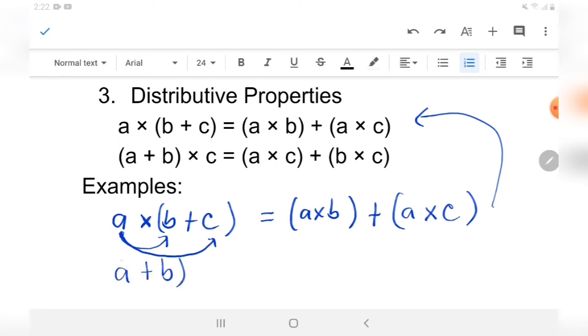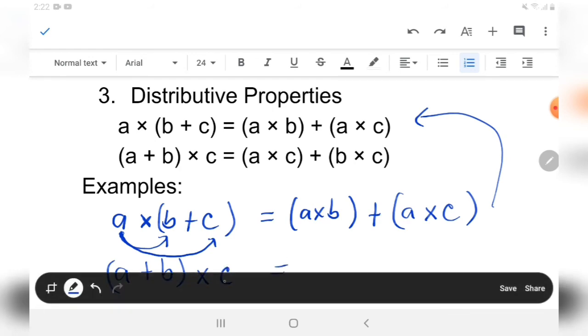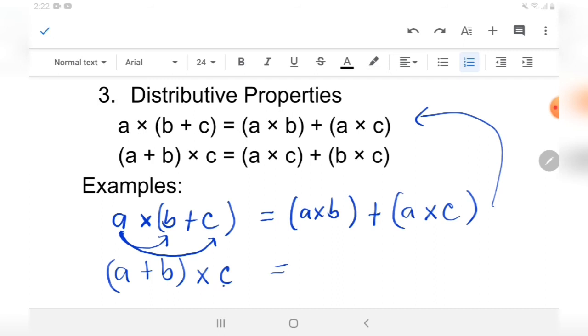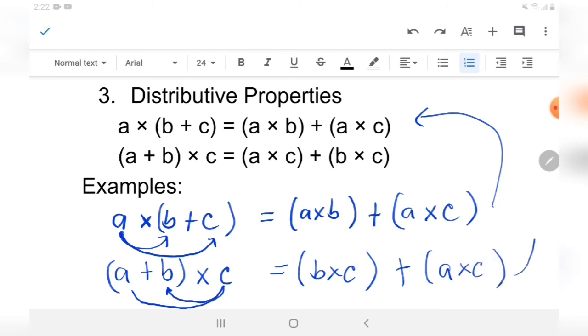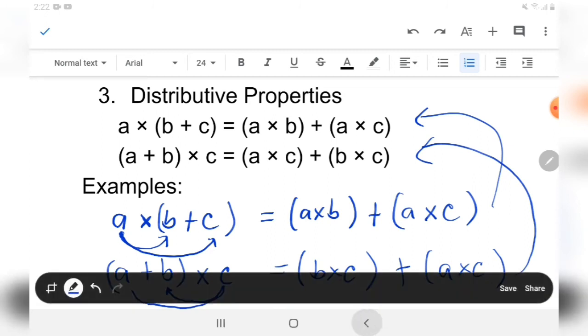Next, A plus B times C equals, this is the last term, this is on the outside of parentheses, so we distribute it on the inside of the parentheses, so that is B times C, or C times B, plus distribute. Okay, so that is A times C. So they are still the same. So that is distributive property.